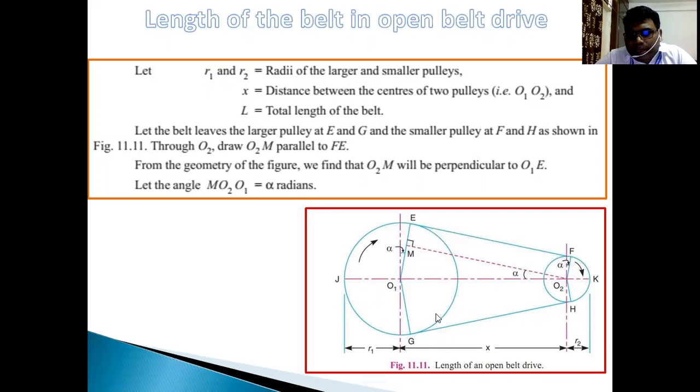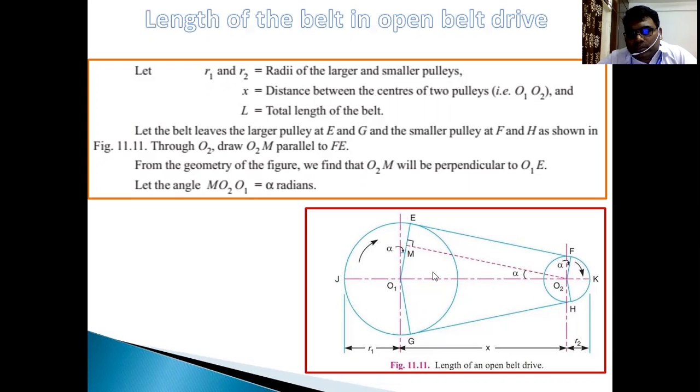We can see the belt at these points E, H, E, this F and H. At these points the belt leaves the pulley. So this part G, J, E is the point of contact, the contact where the belt touches the pulley, and here also F, K and H. So I hope you have understood these things.